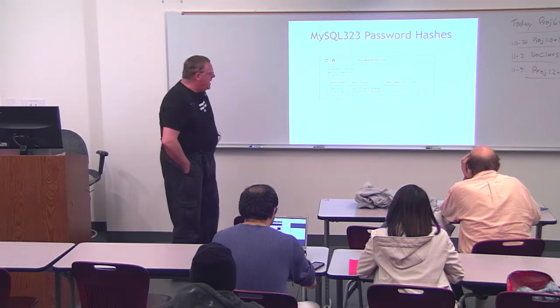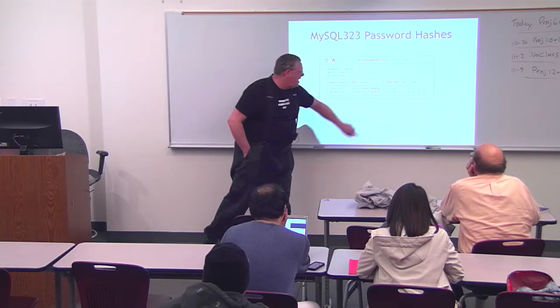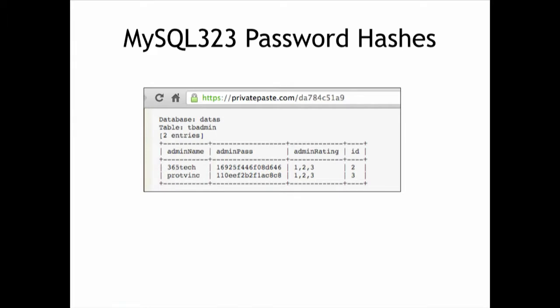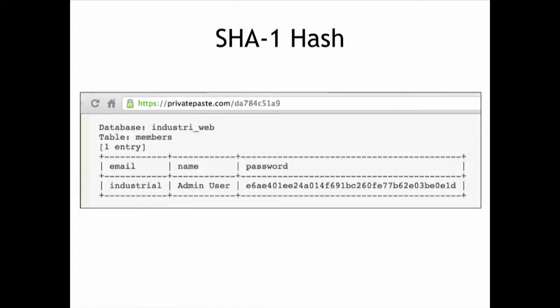MySQL has its own password hashing system. You can see them here. This is dumped by somebody. These are MySQL password hashes. They look pretty short, like CRC32s. There are different versions of it. You can crack those with Cain, a tool we used in the last class, a nice Italian hacking tool. It has the ability to crack these things. And here it is cracking that one, MZ6AI. If they're reasonably short, you can crack them with Cain.